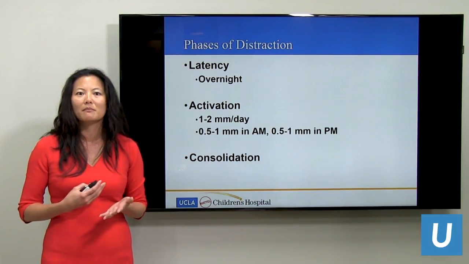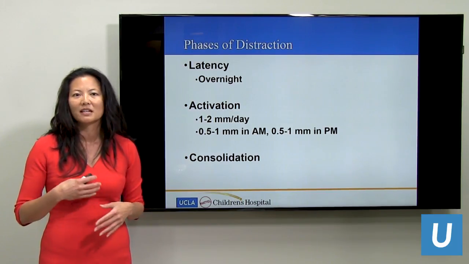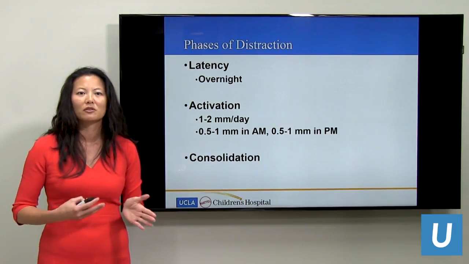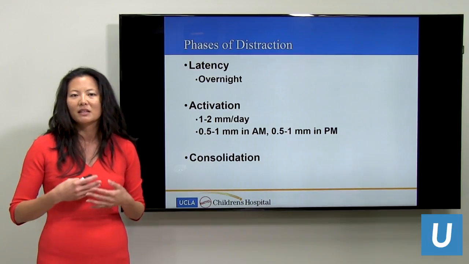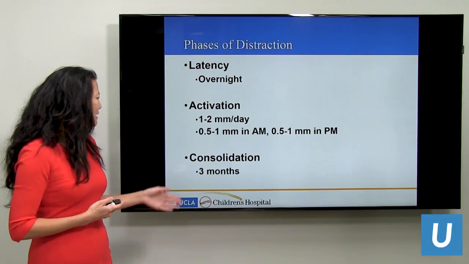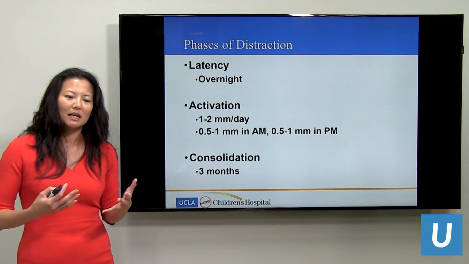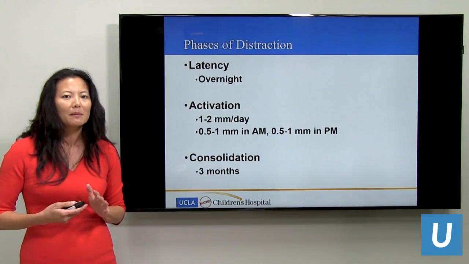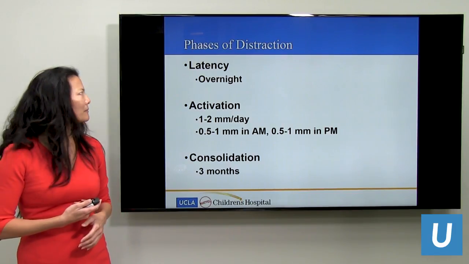Typically we're at about 1 millimeter to 2 millimeters a day. 2 millimeters if the baby's intubated and we're trying to get the baby extubated, we go a little faster. If the baby's in the moderate range, we're usually going about 1 millimeter a day. The stopping point is basically when the airway is open and the baby has a slight underbite. Consolidation is the amount of time that the baby needs to form solid bone, and it's typically about 3 months. We can go longer, but typically not much shorter than that.